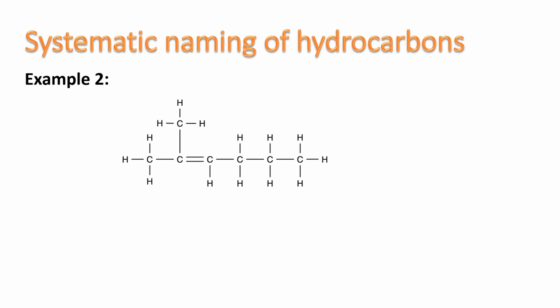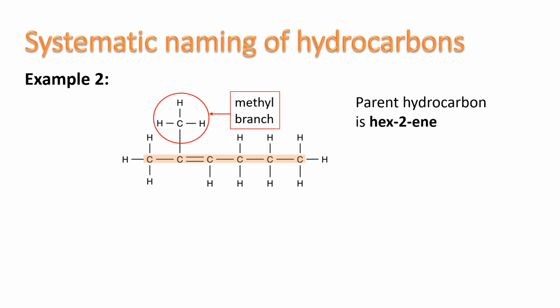Okay, on to example number 2. So again, our first step is to identify the longest carbon chain, making sure any functional groups are included. So we do this by picking the 6 carbons in a long chain, and so our parent hydrocarbon is hex-2-ene. Remember, it's hex-2-ene because the double bond starts on carbon number 2. Then we identify that we have a methyl branch. Our next step is to number our carbon chain, and we do this from the end closest to the functional group. So we start from the left hand side.